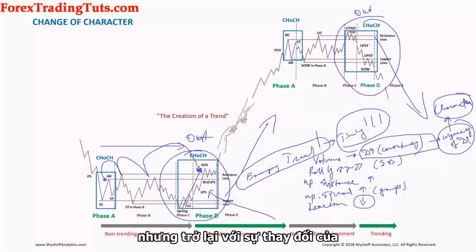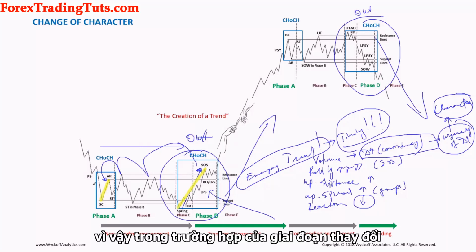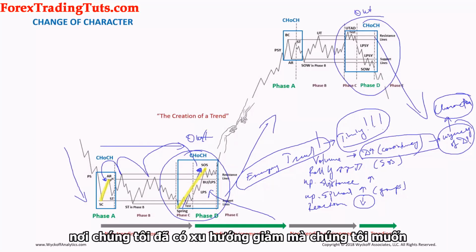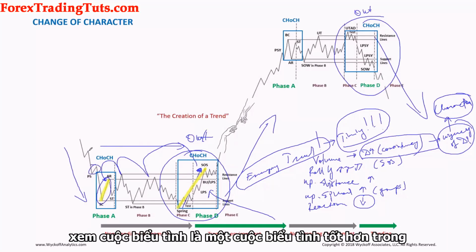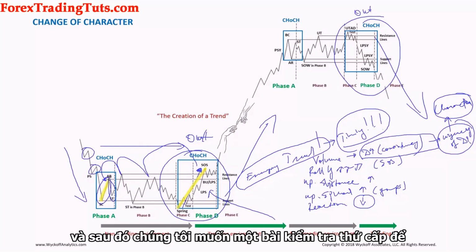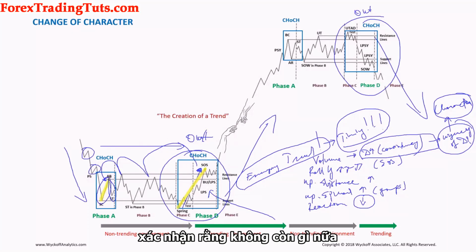But coming back to the change of character, the concept is going to be the same as the concept of the change of character in phase A. We want to see the rally that is going to be better than what preceded it. So in the case of the phase A change of character, where we had the downtrend, we want to see the rally that was a better rally in the downtrend. And then we want a secondary test to confirm that there is no further continuation of the downtrend.